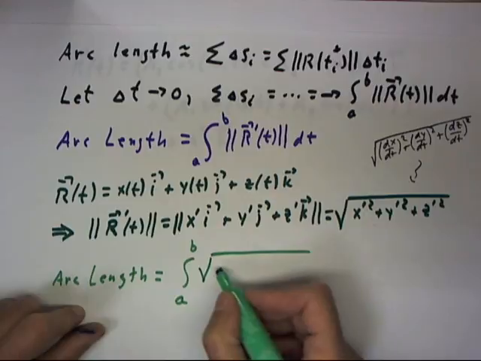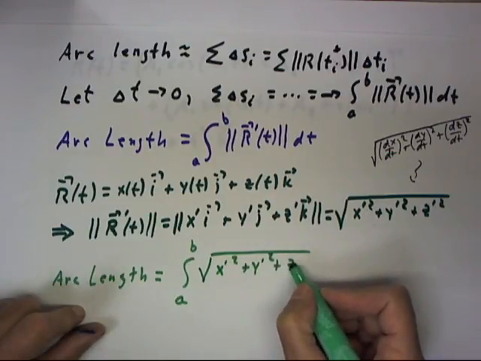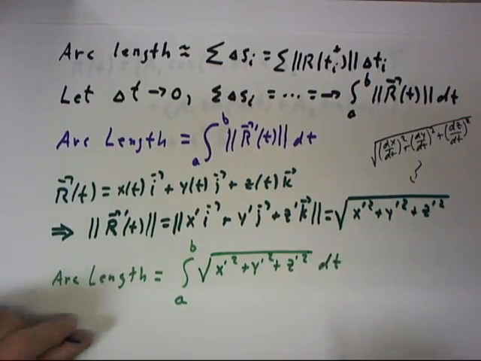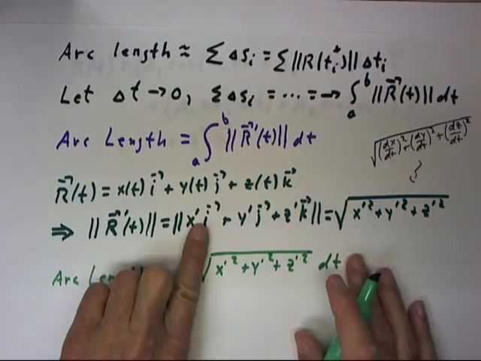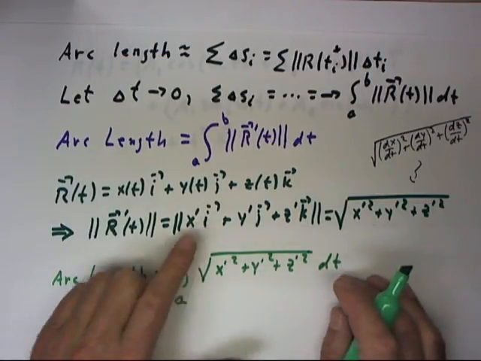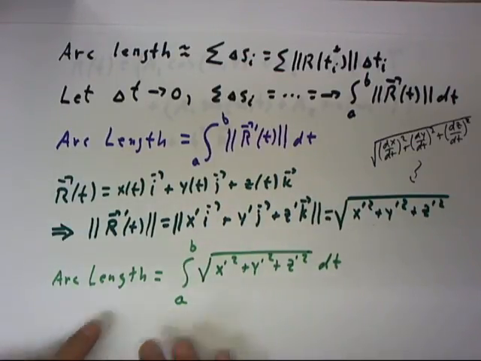Okay, the arc length is then the integral from A to B of this quantity, the square root of x prime squared plus y prime squared plus z prime squared dt. We call this expression the increment of arc length. When we integrate that increment of arc length, we get the total arc length. And we'll calculate that in a minute for a couple of specific functions.